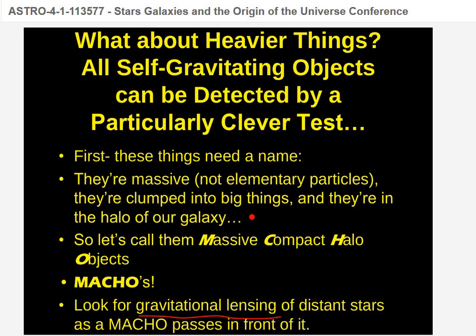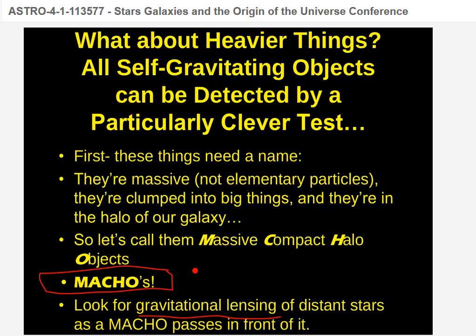So we need a name for these. And the group of astronomers who decided to do the first big study on this decided they would use their, I suppose, young and adolescent male thing and call them massive clustered halo objects, because they're in the halo of our galaxy. Machos. Okay, so their group came to be called, I suppose, with not a little bit of encouragement from themselves, the Macho Collaboration.